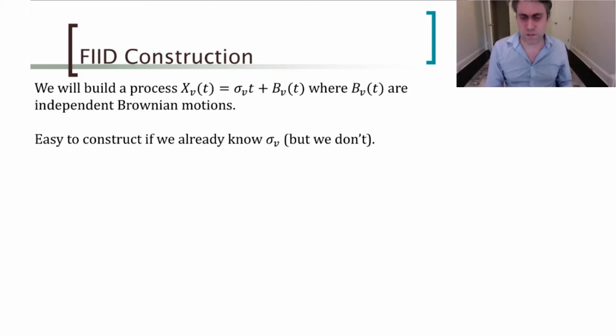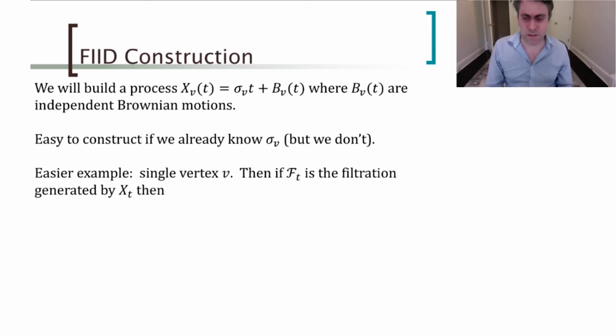And now, of course, it would be very easy to build if we already knew the sigmas, but we don't. That was the whole point of this construction. So how can we make such a set of x's without first choosing all the sigmas? Well, let's try it just for a single vertex, pretending the graph was just a single vertex. Then we want to construct it, but without first making a choice of what sigma is. And I'll let F_t be the filtration generated by x_t.